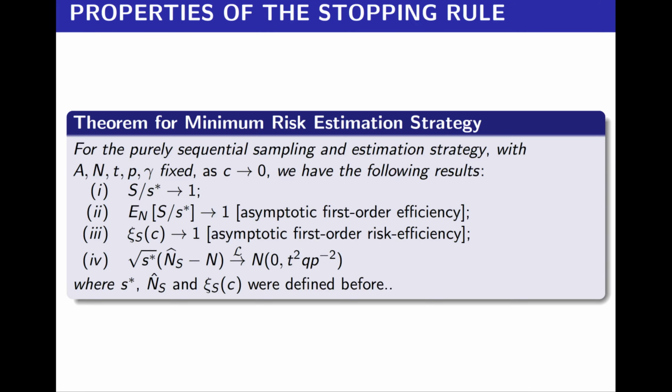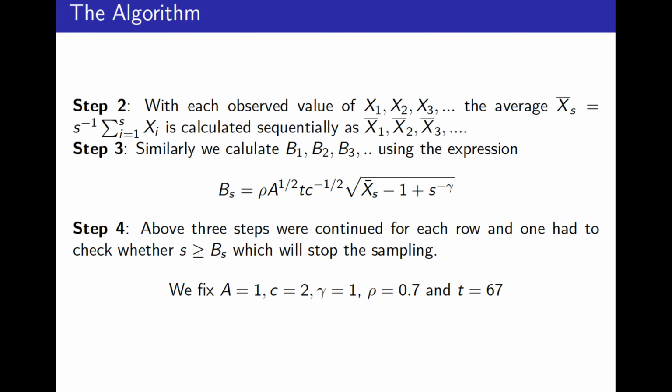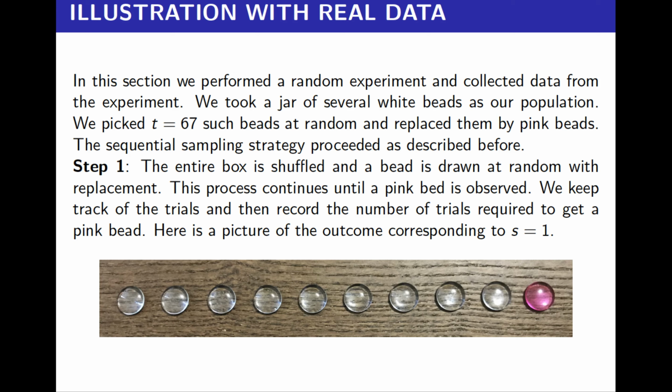The way the stopping variable works, I'll quickly go over an example and then come back to those results. Suppose we have a jar of white beads, and we don't know how many white beads there are. We took a handful of white beads and happened to have 67 such white beads, and then we replaced those 67 white beads by pink beads. So in the entire population of beads we have some white and some pink, tagged and untagged, and then the entire box is shuffled.